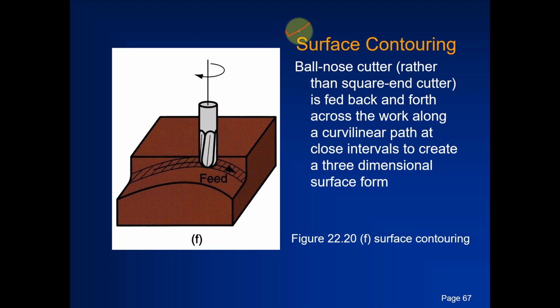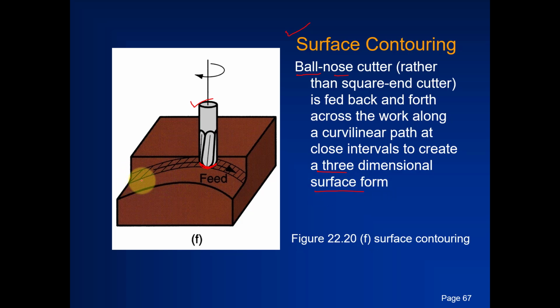Surface contouring. In surface contouring, you can see from this figure that this is a milling cutter, and it has a ball nose cutter rather than a square end cutter. So you can see this is the ball nose cutter. So there is a ball or ball-like shape cutter. So it is used for producing surfaces. Clear? So that's why a ball nose cutter is used rather than a square one, and it is fed back and forth across the work along a curvilinear path at a close interval to create a three-dimensional surface form.